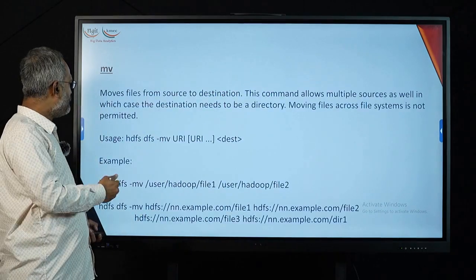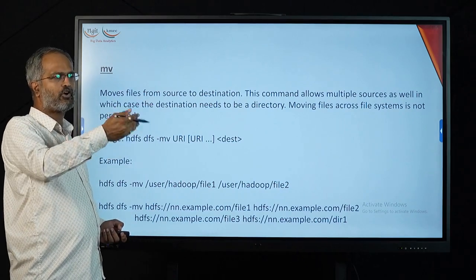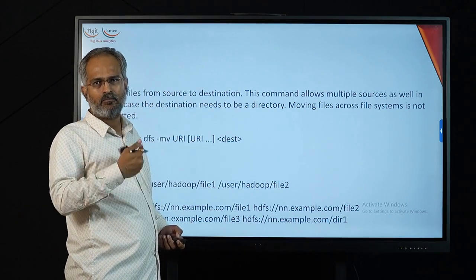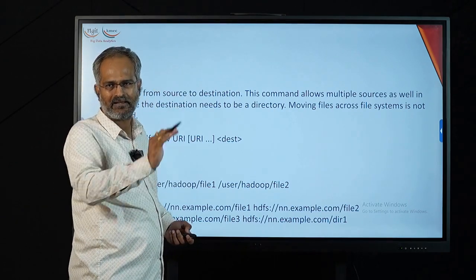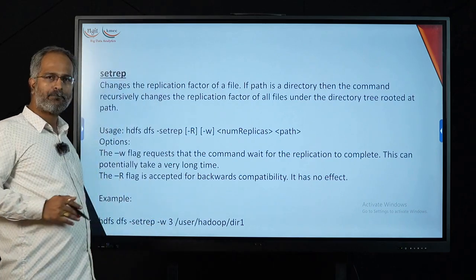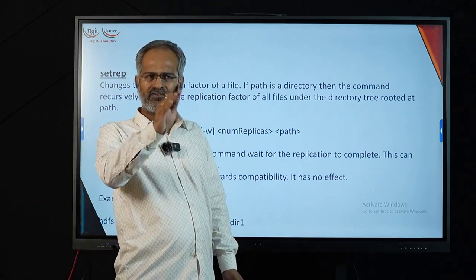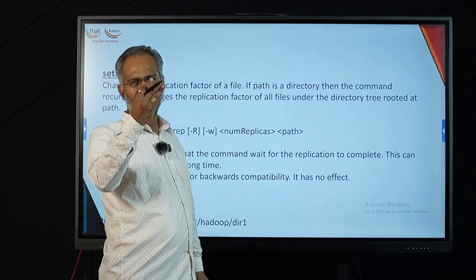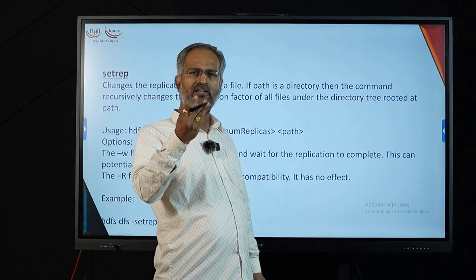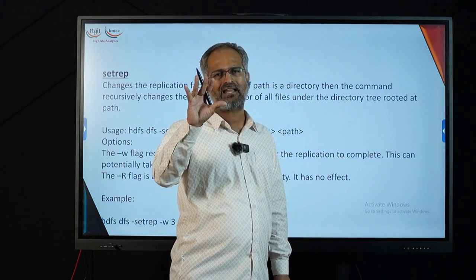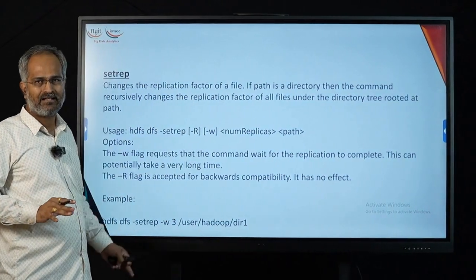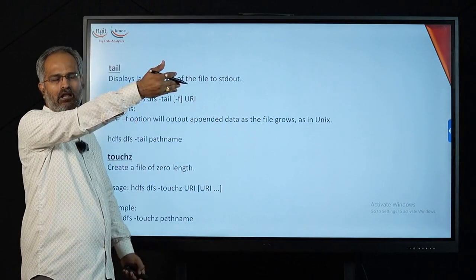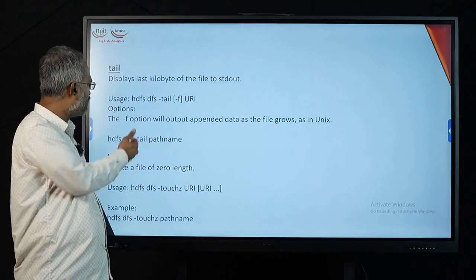And mv, it is another version of the copy. The copy means it will maintain the 2 copies of the file. mv means it will move from one place to another place. That's it. Okay. And then setrep. If you want to change the replication factor for a file, then you can use the setrep. So generally the replication factor is 3. But default is 3. If you want to make it available more, you can make it as 5. So for that you can use the setrep. Okay. And then tail. Tail means it will give you the last block data. What is there in the last block that will be given.